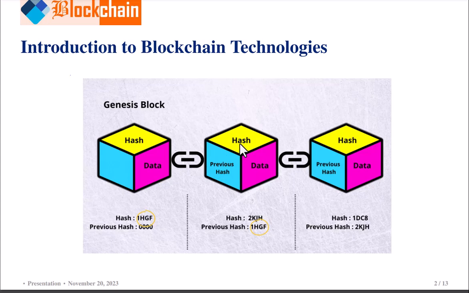Similarly, the hash address of this current block is 2KGH, which is in the previous hash section of the third block. And the current hash is 1DCB, which is the address of this block.